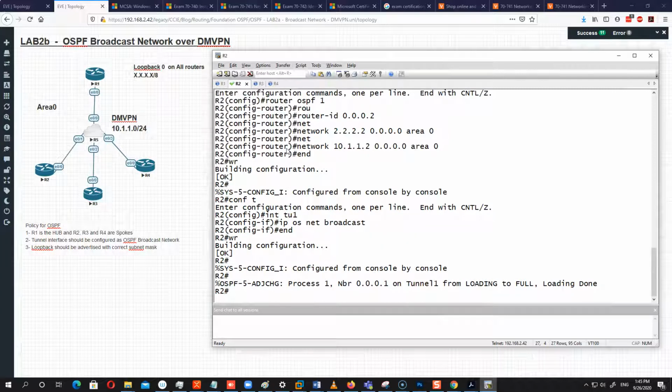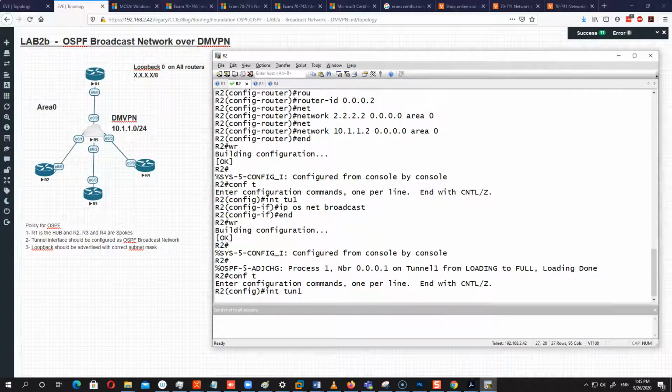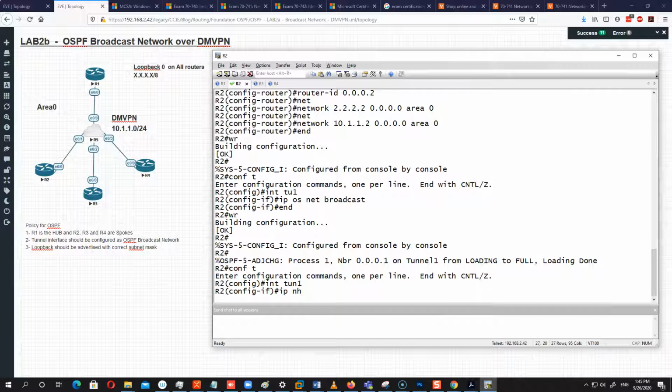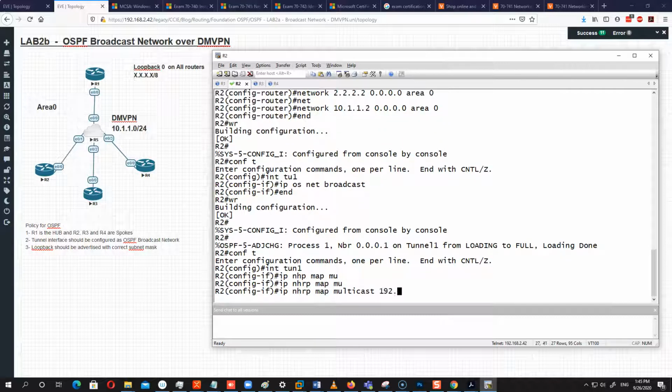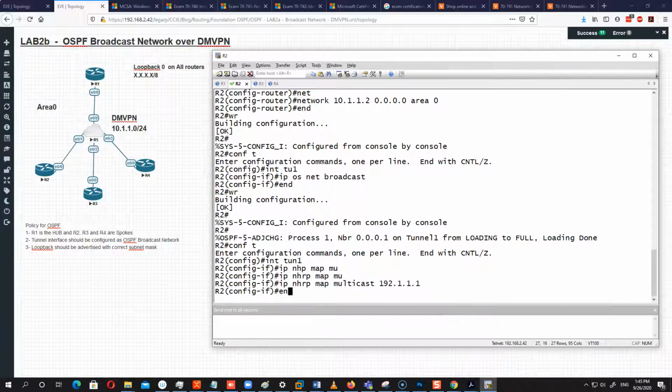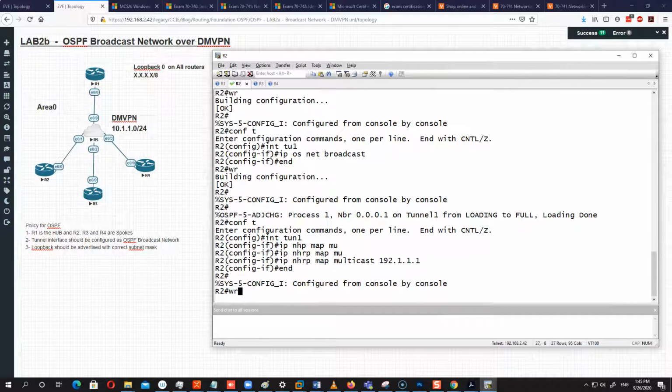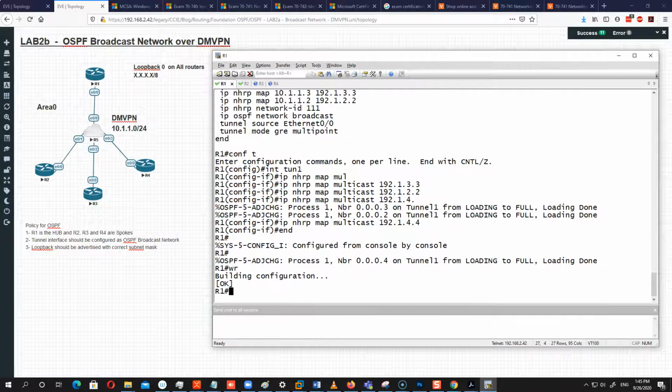Let's go on router 2. We should do this on this side as well. IP NHRP map multicast 192.1.1.1. So this is one thing we have to do. Did I write it? No.